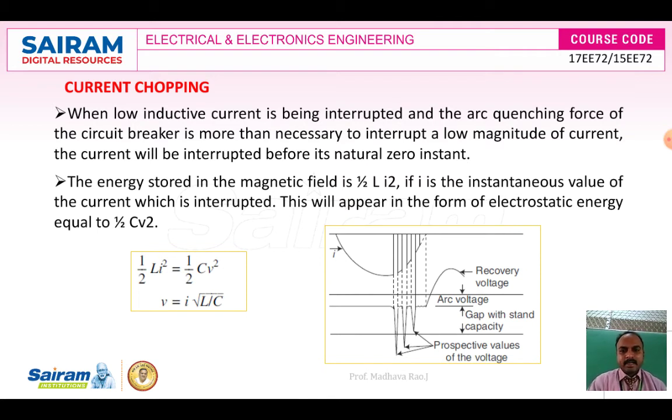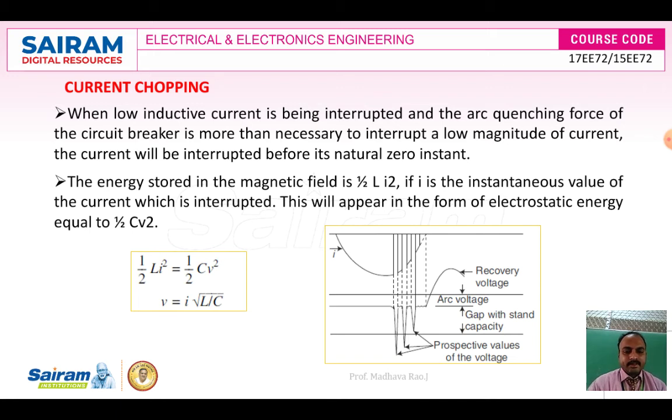The current will be interrupted before its natural zero instant. Here you can see current chopping in this diagram. I is the current waveform. Recovery voltage and restriking voltage will appear, and in between the current chopping will appear due to inductance. Here, how are we going to calculate the current chopping value and the current chopping voltage?